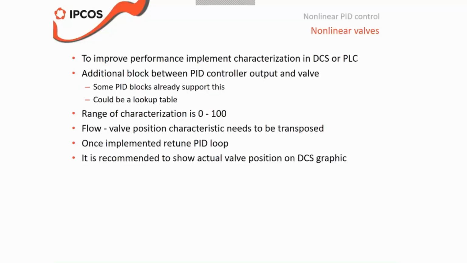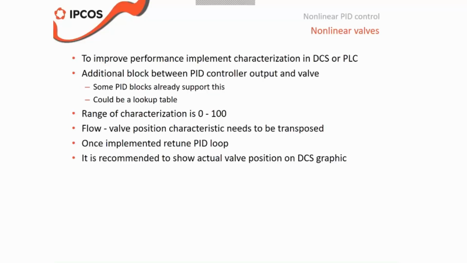For those of you who are used to APC controllers, if you put a transformation in an APC controller, then you don't have to do this. But in the case of a transformation in the DCS, you actually have to transpose the characteristic. And obviously you have to retune the PID loop again because the process might have changed.